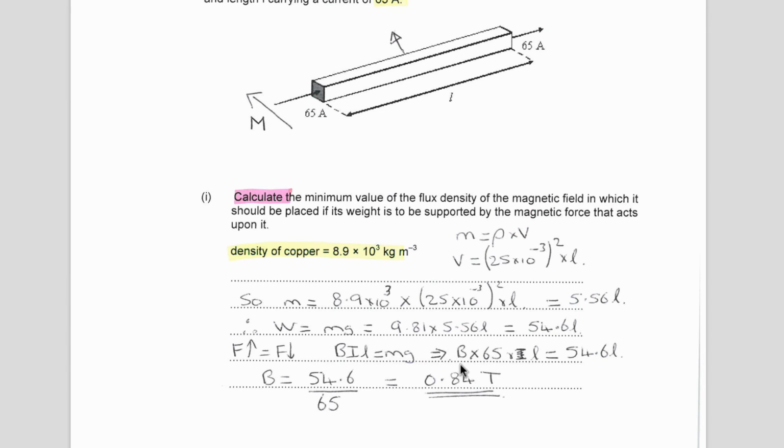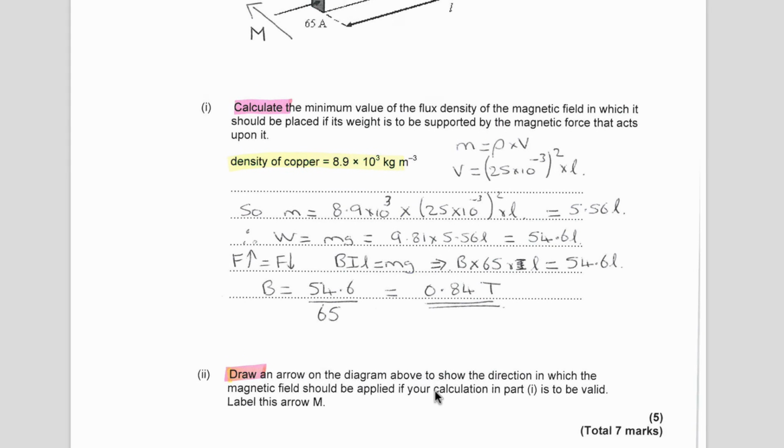If we substitute that in, B is the thing we're trying to find out. The 65 is the current flowing through this conductor. L is the length, which we don't know, but that's equal to 54.6 lots of L. So I've got an L on both sides, and now my L's are going to cancel out. So now I've simply got B is 54.6 over 65, which gives me 0.84 Tesla.